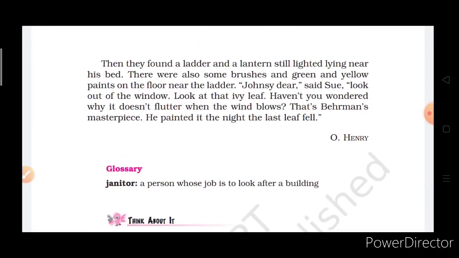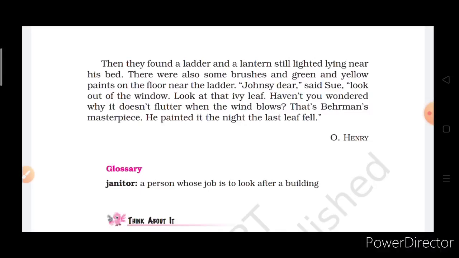Then they found a ladder and a lantern still lighted lying near his bed. There were also some brushes and green and yellow paints on the floor near the ladder. "Johnsy dear," said Shoo, "look out of the window. Look at that ivy leaf. Haven't you wondered why it doesn't flutter when the wind blows? That is Beggarman's masterpiece. He painted it that night the last leaf fell."